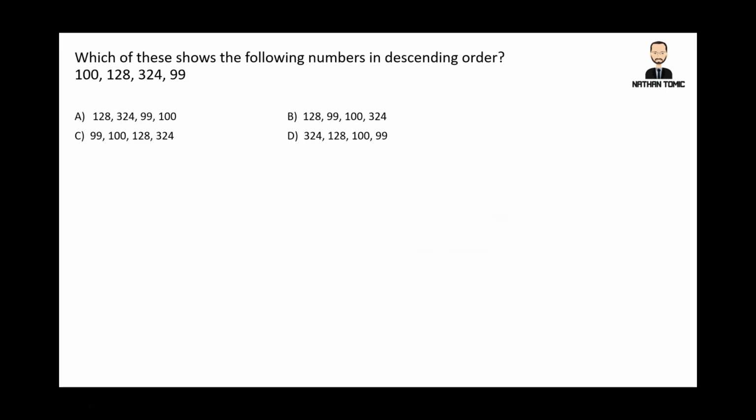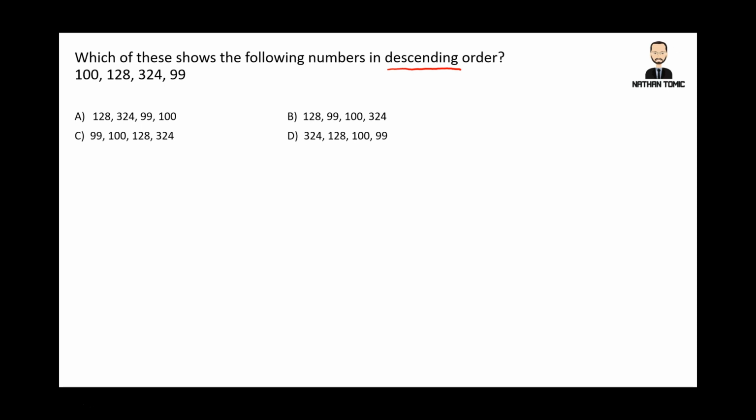Which of these shows the following numbers in descending order? So we have 100, 128, 324, and 99. Now the first and most important thing is to make sure we understand which sort of order, and it is descending. That means we're going from the biggest number down to the smallest number. Don't get mixed up between ascending and descending.